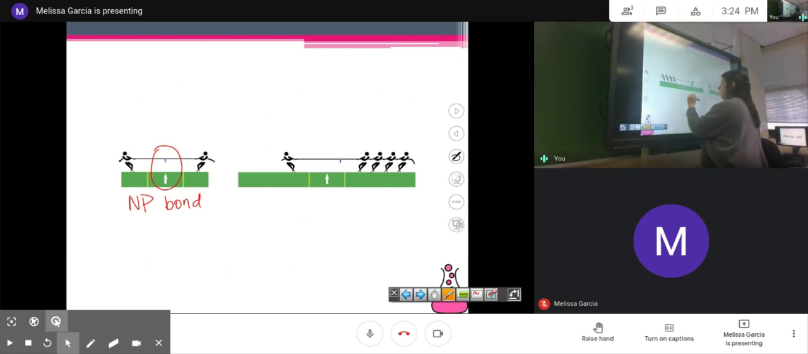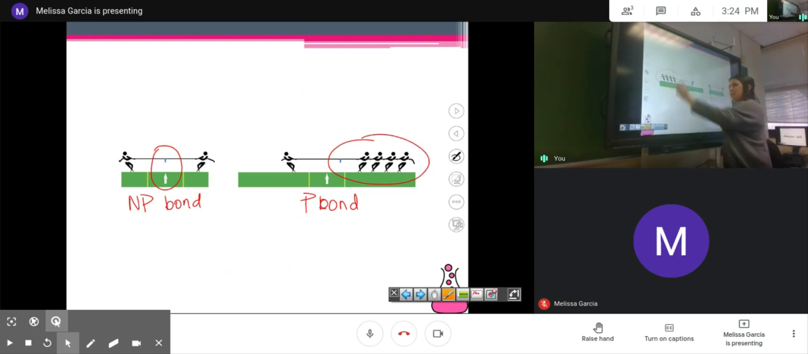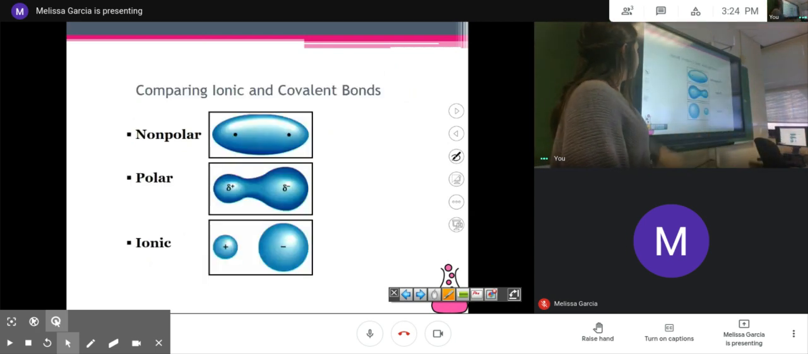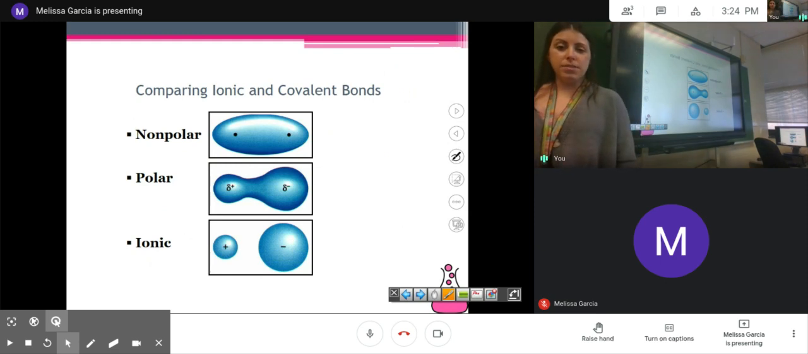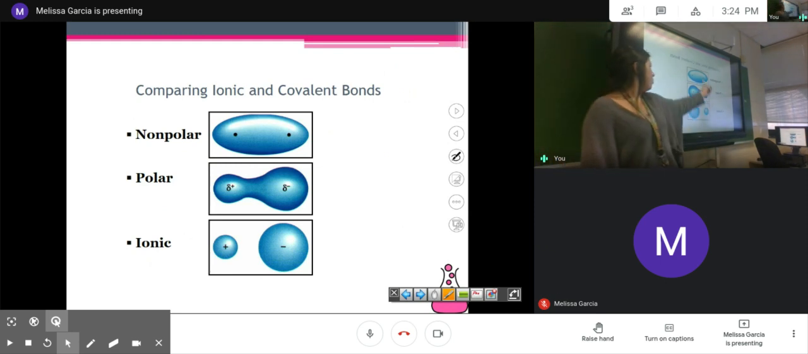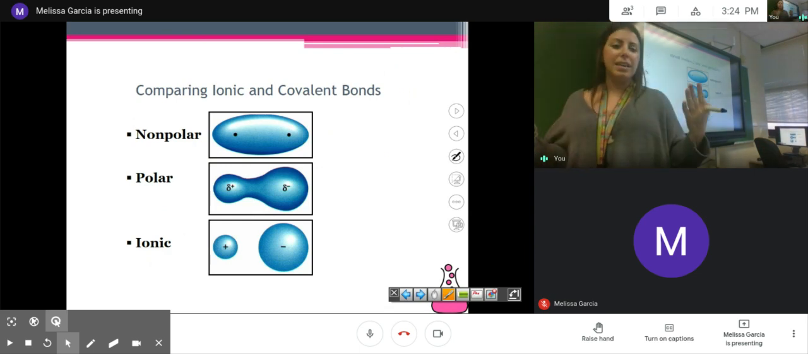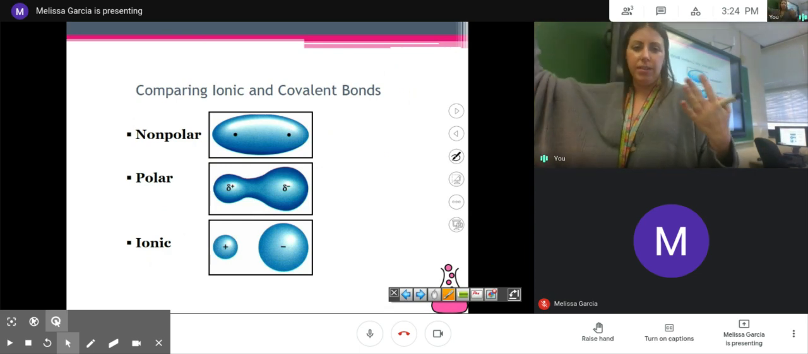This over here would be a polar covalent bond because I have this unequal sharing now. So the electrons are way closer to the stronger atom, and that stronger atom ends up partially negative. Not a full charge because it's not ionic, but it ends up partially negative. Looking at the difference between the three, again, a nonpolar covalent bond, we're going to have this symmetry in the bond. It's going to be completely even sharing or equal sharing of electrons.